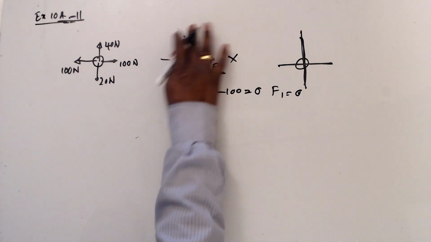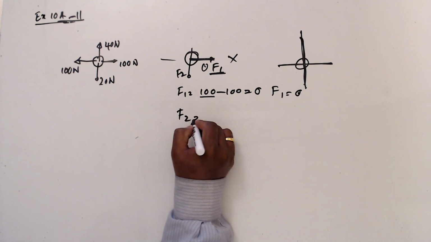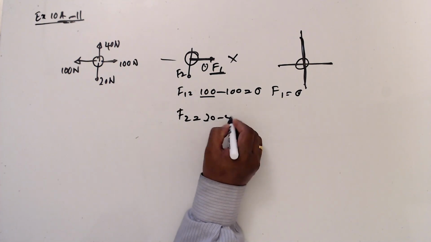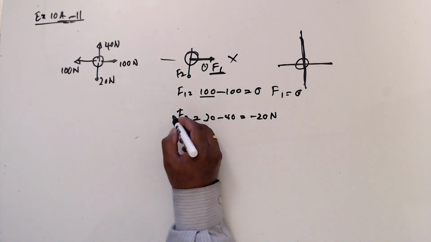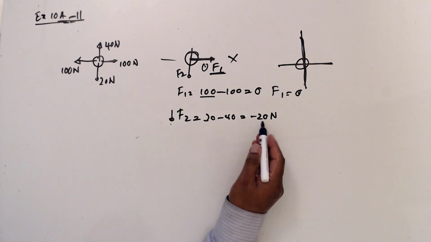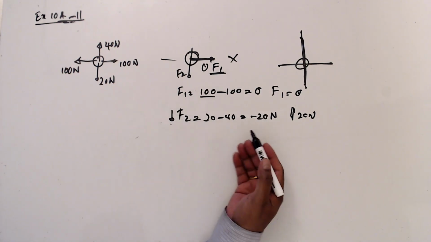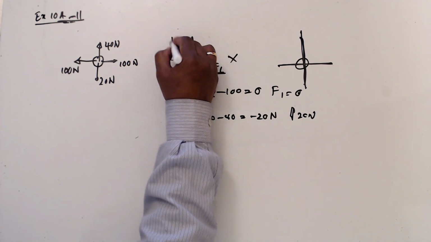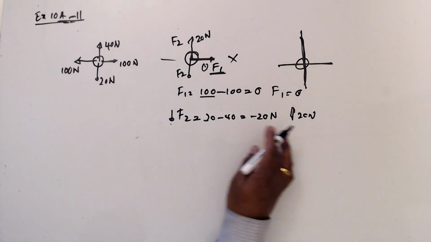If I consider F2 as downward, that is also a possibility. Then F2 is, with this side positive, 20 minus 40, which is minus 20 Newton. It means it is not in this direction. Minus Newton means the direction is the opposite, 20 Newton. So if you change the direction, it will autocorrect with the symbol. So finally we can stay with F2 equal to 20 Newton. That is the resultant force.